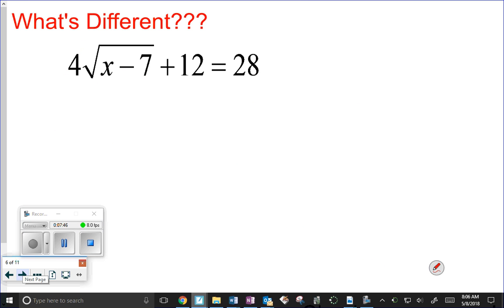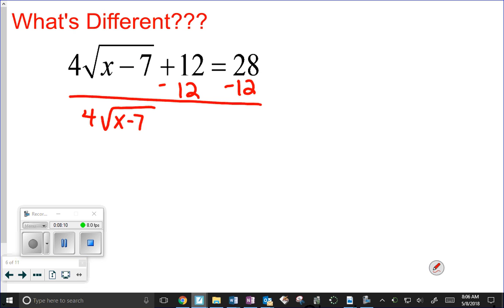All right. Let's go with this one. What's different about this one and the ones we've been doing? Yeah, underneath the radical you have more than just an x. But that's okay, we're going to work it the same way. Let's get rid of the 12. Just keep the whole x minus 7 under your radical house.